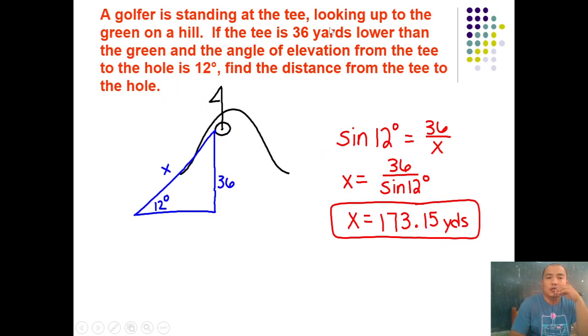A golfer is standing at the tee looking up to the green on a hill. If the tee is 36 yards lower than the green and the angle of elevation from the tee to the hole is 12 degrees, find the distance from the tee to the hole. 36 yards here, 12 degrees. Find this distance from the tee to the hole, x. Given opposite side and hypotenuse, we're going to use the sine function. Sine 12 equals 36 over x. To solve for x, divide 36 by sine 12 in your calculator. The answer is 173.15 yards.